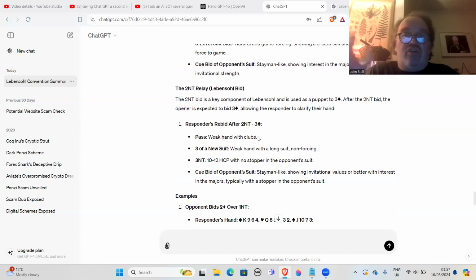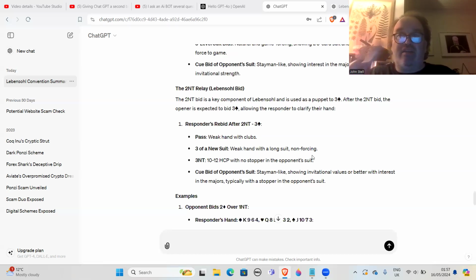Okay, so they're just going through the process here. So 1 no trump, 2 hearts, for example, 2 no trumps, lebensohl, 3 clubs. Okay, pass, I've got a weak hand. 3 of a new suit, weak hand with a long suit. So if they overcall 2 spades, it could go 1 no trump, 2 spades, 2 no trumps, 3 clubs, 3 hearts. Okay, weak hand with a long heart suit in this case. Correct. 3 no trumps, 10 to 12 high card points with no stopper in the opponent's suit. Okay, so if you play it that way, that's fine.